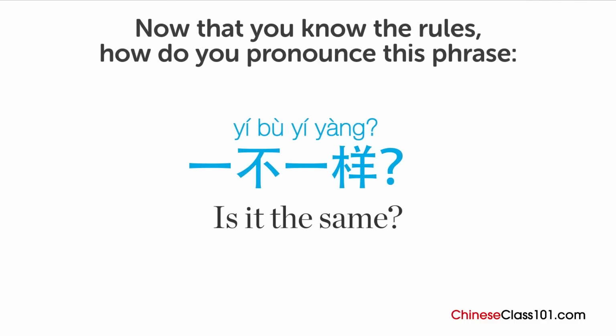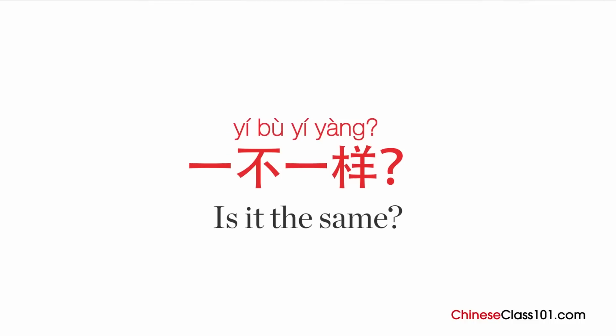How do you pronounce this phrase? Let's work backwards. The second yi is followed by a fourth tone, yang. So yi here should be the second rising tone, 一样. Now the bu here is followed by a second tone, yi. So bu here should be the fourth tone, 不一样.